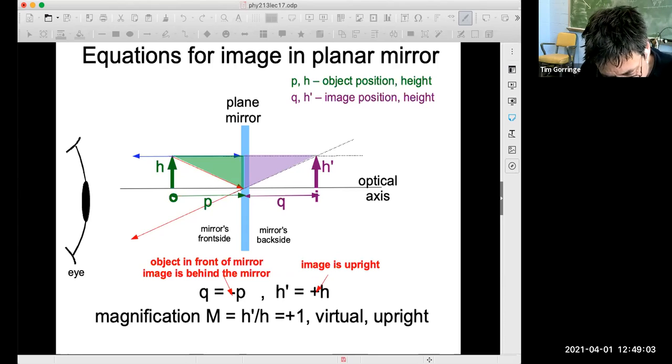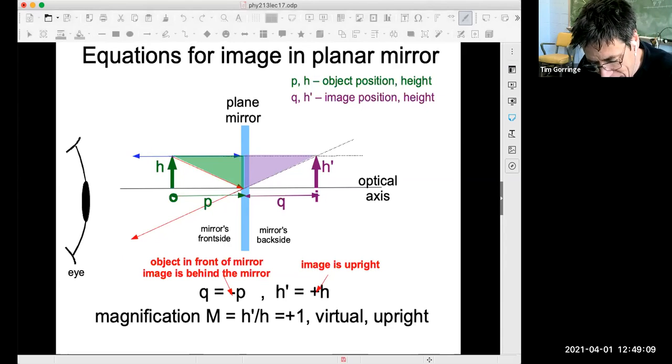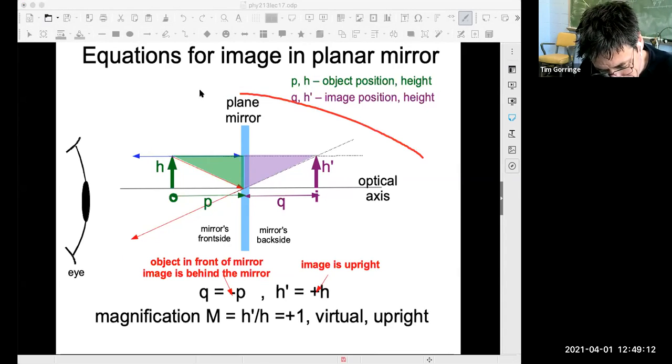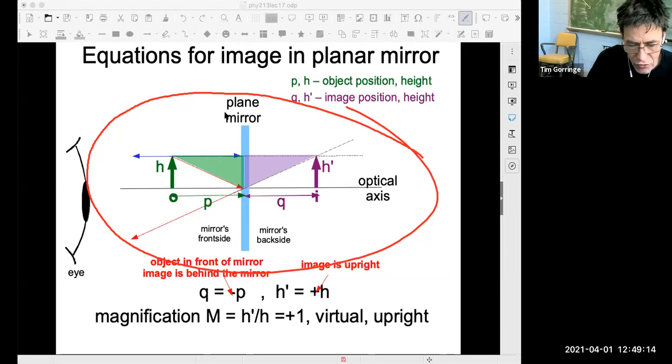On this slide, in the center here, I really just redrew the picture from the last slide. But I've added some labeling. I've defined some quantities that we use when describing images and objects. So let me just go through them.